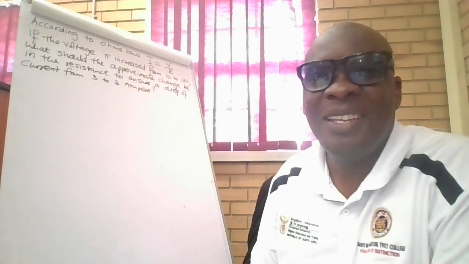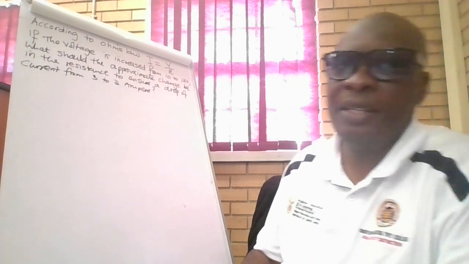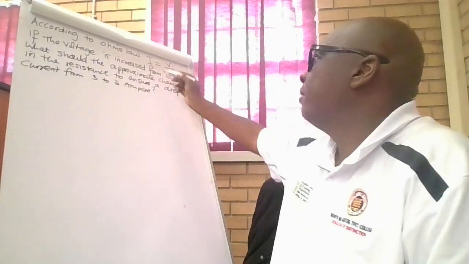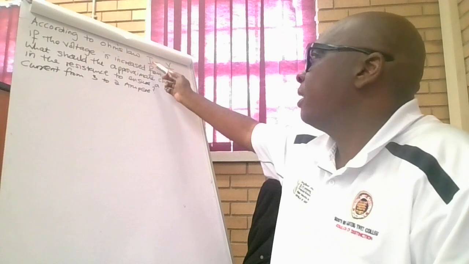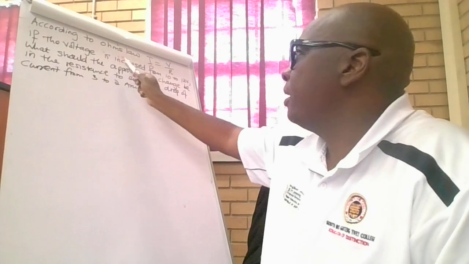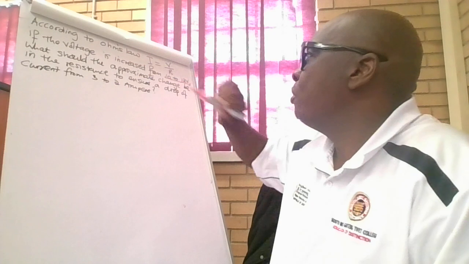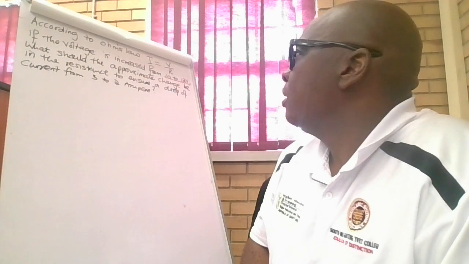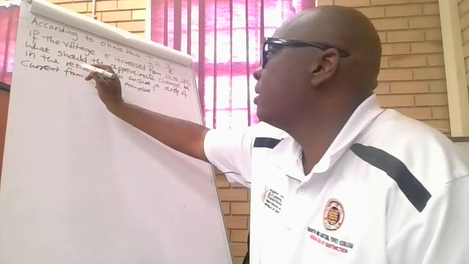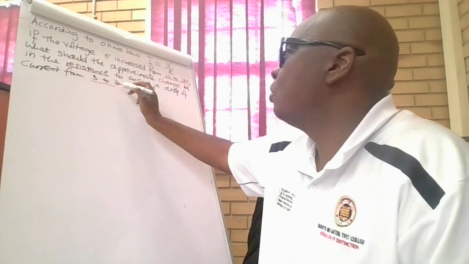We want to solve a question here, and I'm going to read it. It says, according to Ohm's law, we have I is equal to V over R. In other words, current is equal to voltage over resistance. If the voltage is increased from 10 to 12 volts, so we are increasing voltage from 10 to 12 volts, what should the approximate change be in the resistance to ensure a drop of current from 3 to 2 amps?